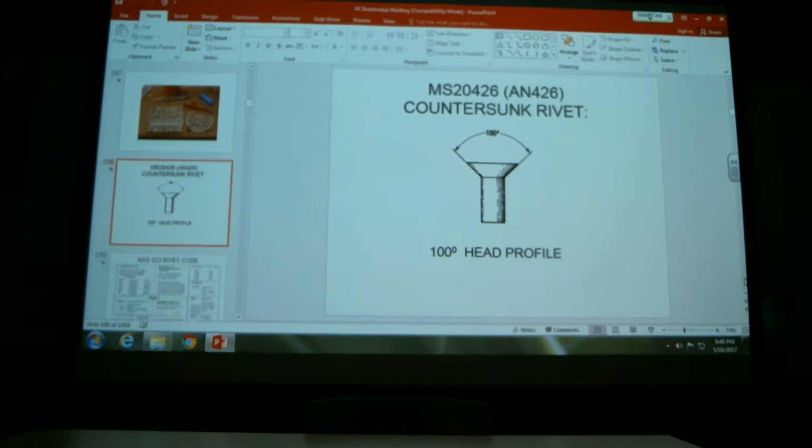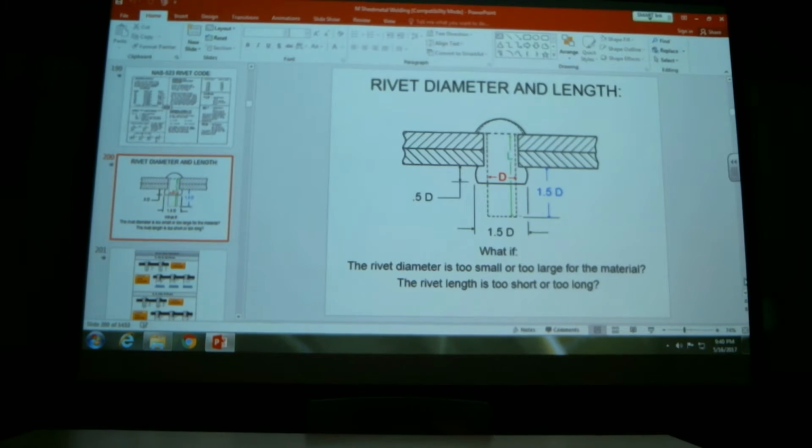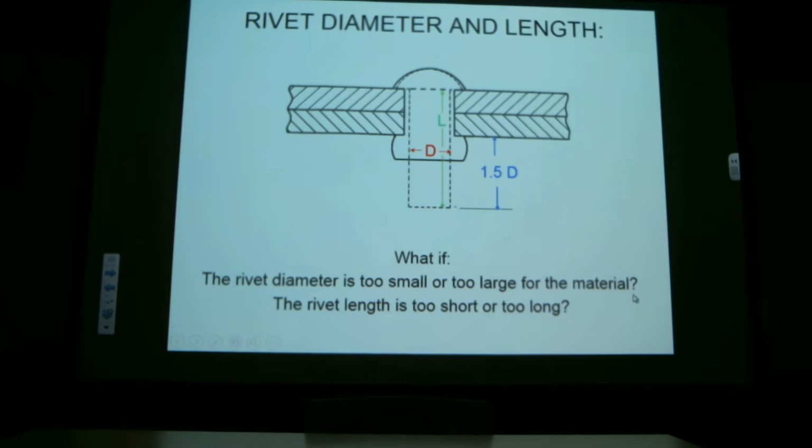Know a little bit about rivets. This is kind of important too. Before you drive a rivet, you should have a projection of 1.5 rivet diameters, right? Yes. And after the rivet is driven, what should the rivet look like for the shop head? Half the diameter. It should look like that.